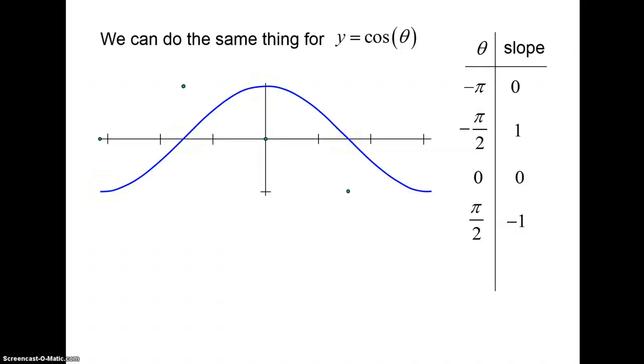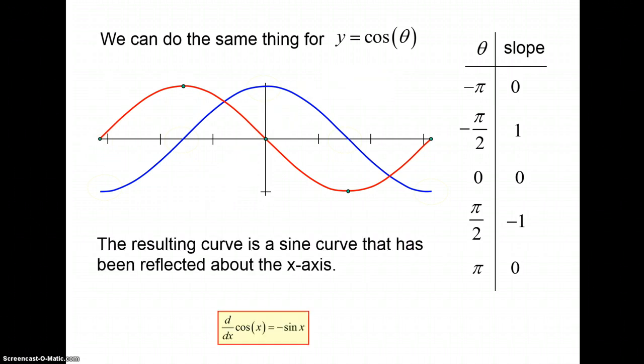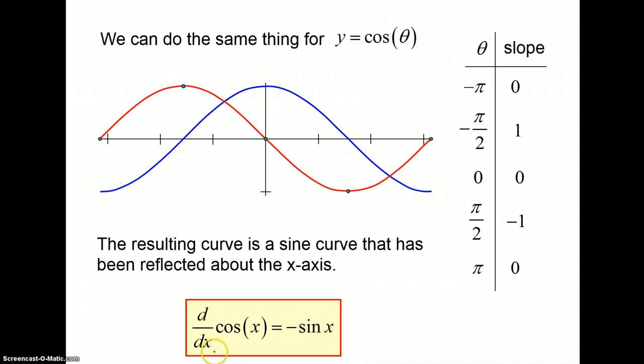And at pi, horizontal tangent, so slope is 0. And I connect the dots. So this time, what does that look like? Well, it's not a sine curve, because a sine curve goes up this way. So what is this curve? Yep, you're right if you guessed it. The derivative of cosine is negative sine. Notice that we have a reflection about the x-axis.